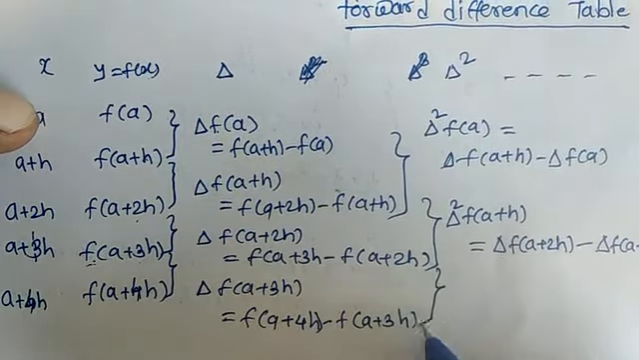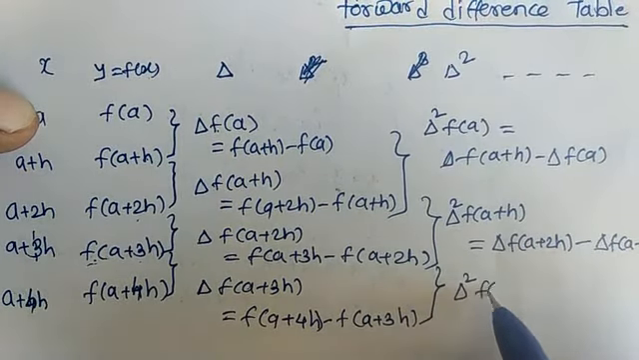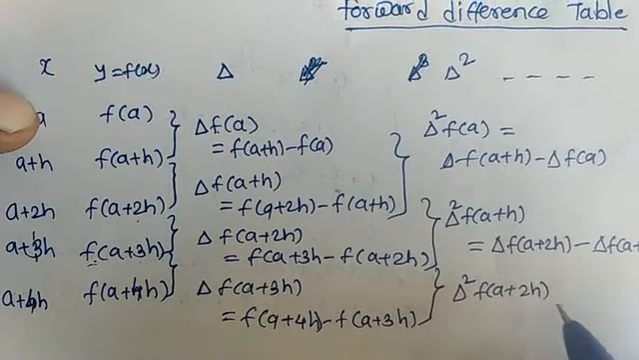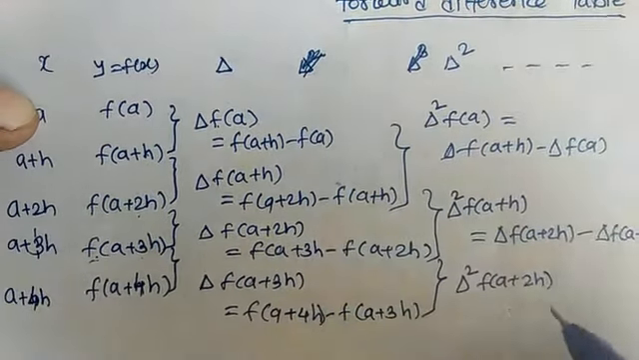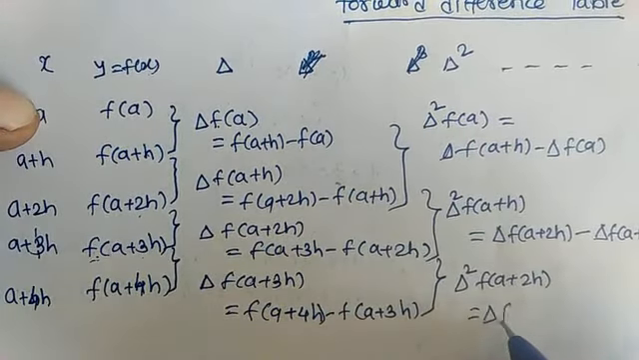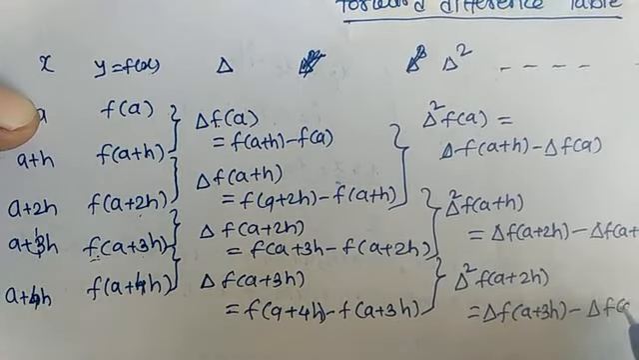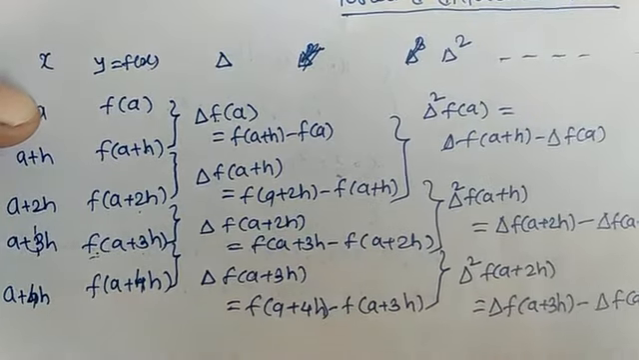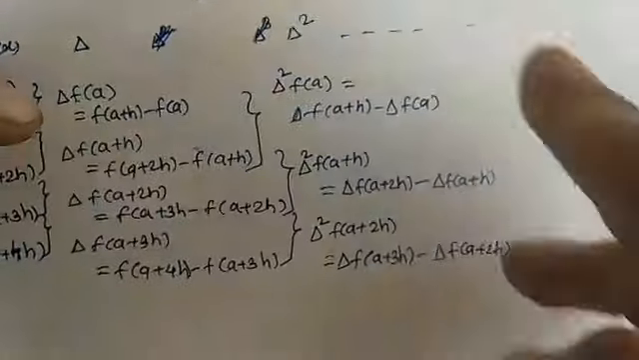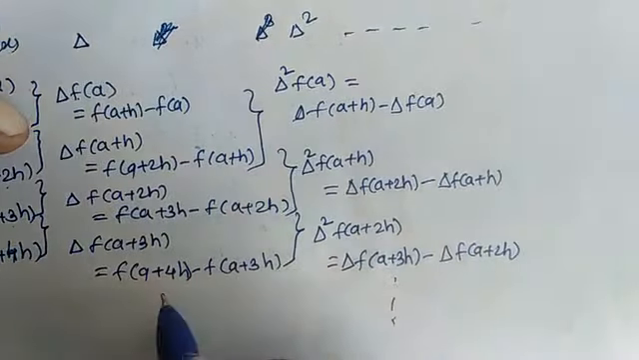Next, third here, del square f of a plus 2h, which is equal to the difference del f of a plus 3h minus del f of a plus 2h. Okay, so this is our second difference table, and so on up to last.